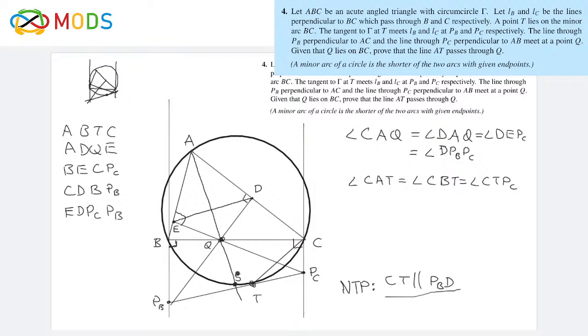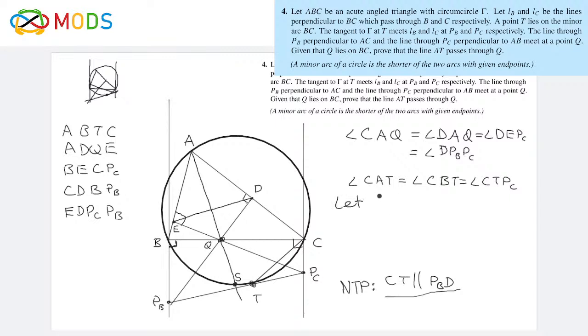So S is equal to T. Or rather, S is actually on the line. So S is equal to T. It's the only point on the circumference.